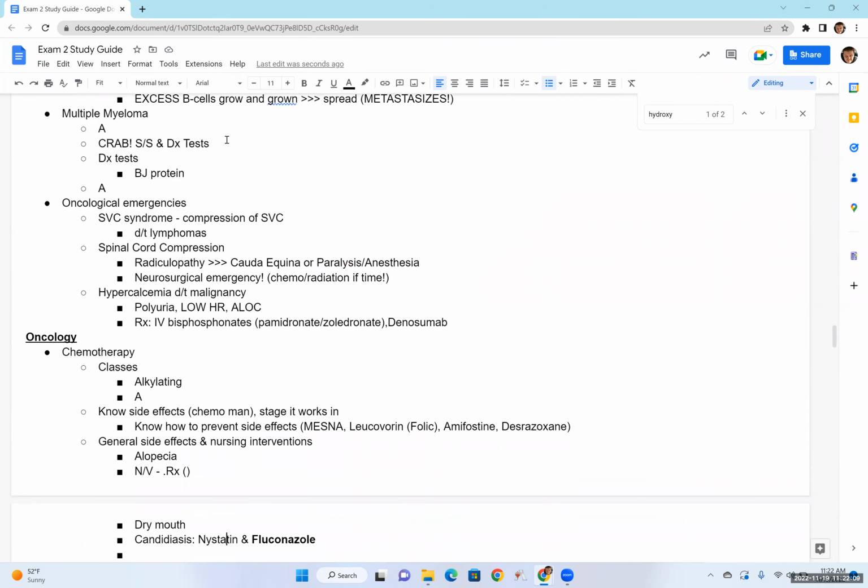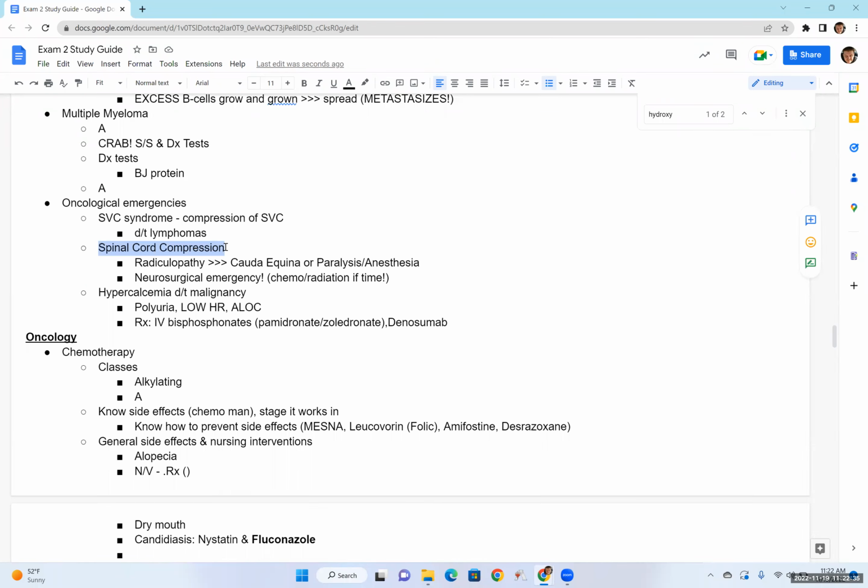Multiple myeloma. Oncological emergencies. Now that you revisit it, spinal cord compression should look more familiar because that's just attached to lower back pain, right? And what's a bad lower back pain situation, right? The worst situation is you have a radiculopathy, which means you have a loss of motor and loss of sensory, right? What does a loss of motor look like?